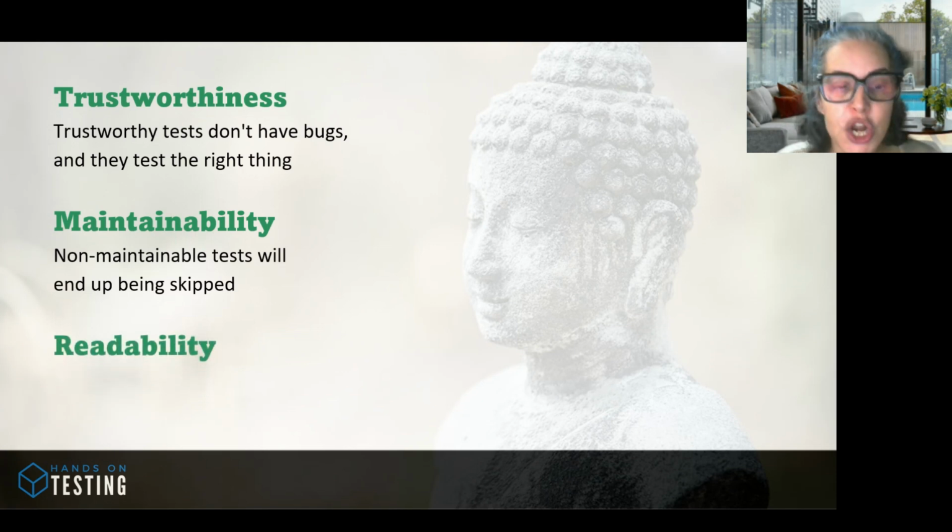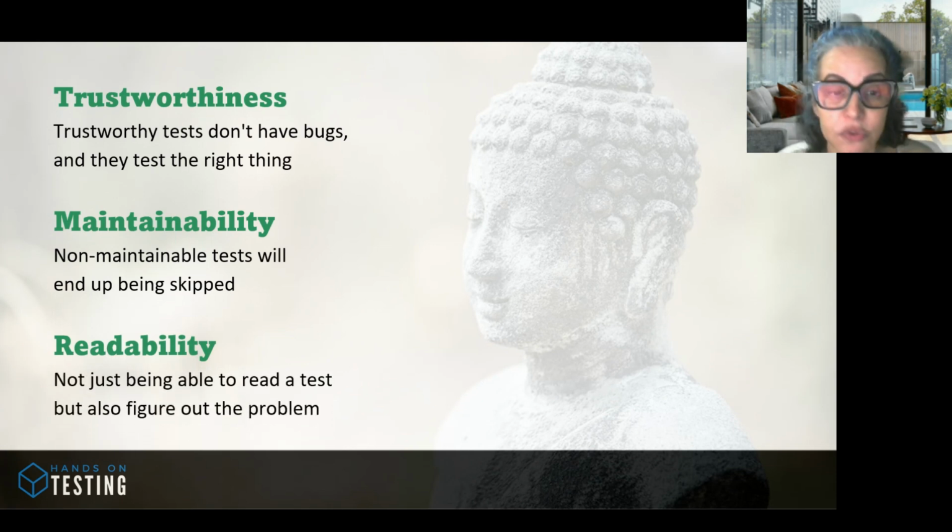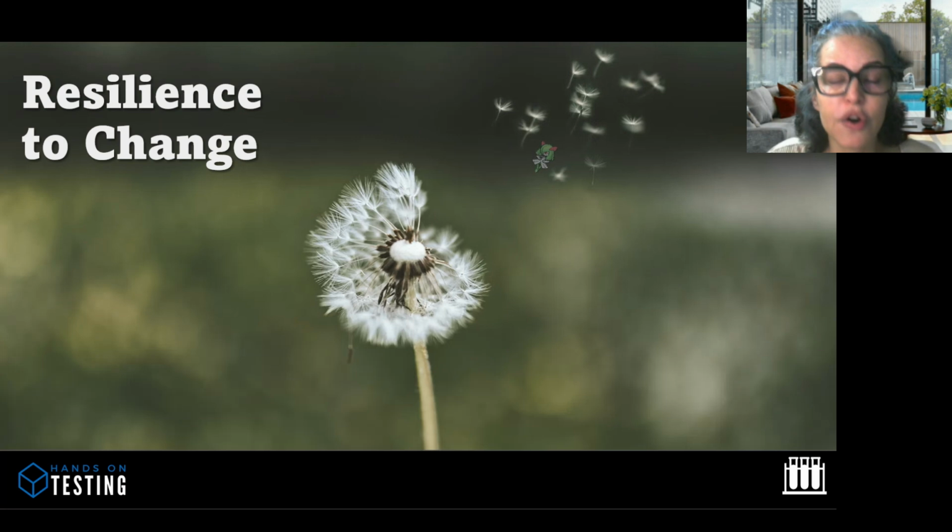Readability means not just being able to read a test, but also figure out the problem if the test seems to be wrong. Now, notice that without readability, the other two pillars fall down pretty quickly, because maintaining tests becomes harder and then we don't trust them anymore. So we want tests that are resilient to change and don't break the minute you blow on them. So let's see just how resilient to change good tests can be.